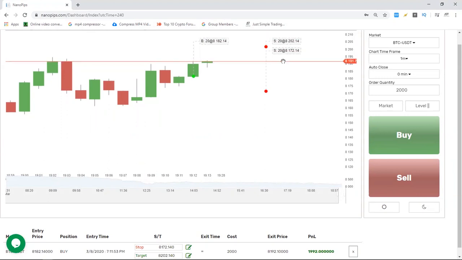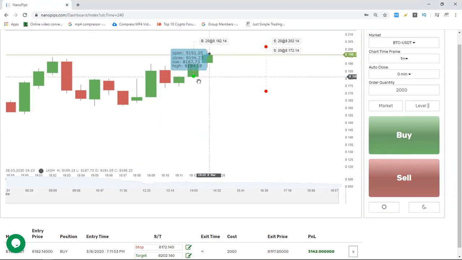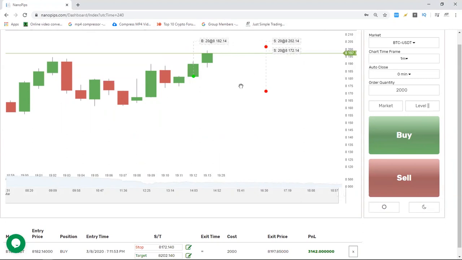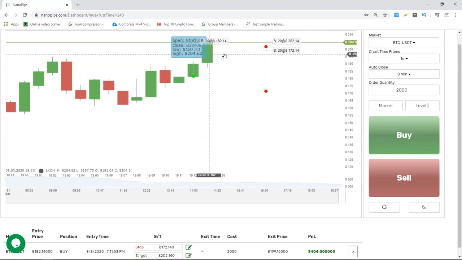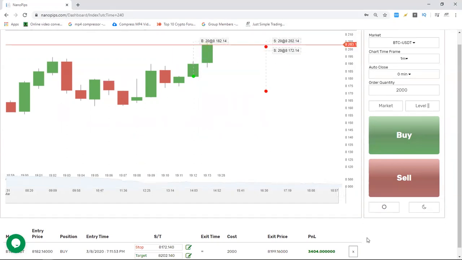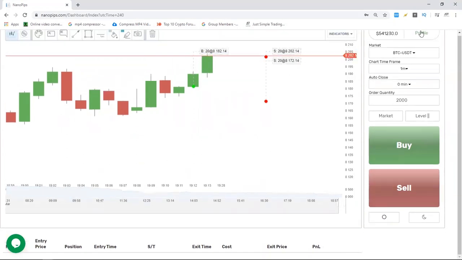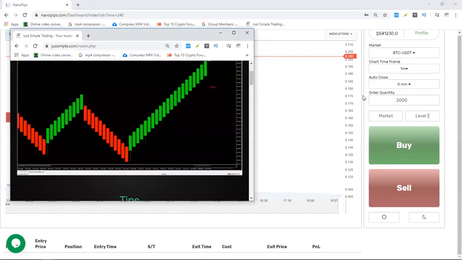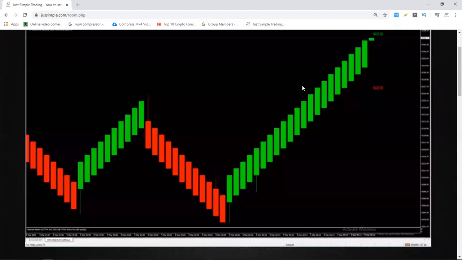And there we go. We set our target 20 points away. Our entry price is 8182. So our target is 8202. Our stop loss is 8172. 10 points down, 20 points up. We could adjust it to be 30 points up depending on the speed. As you can see, there we go. Hit our profit target, $3,400 profit. And that's literally all it takes.